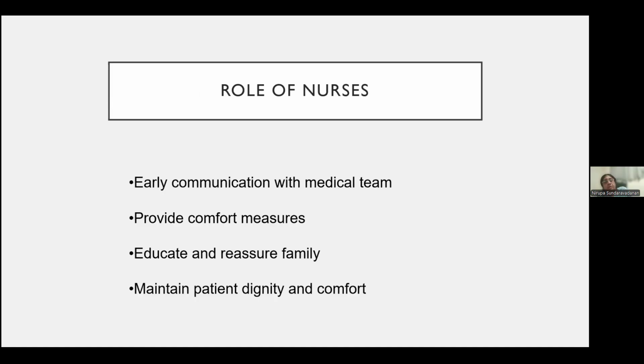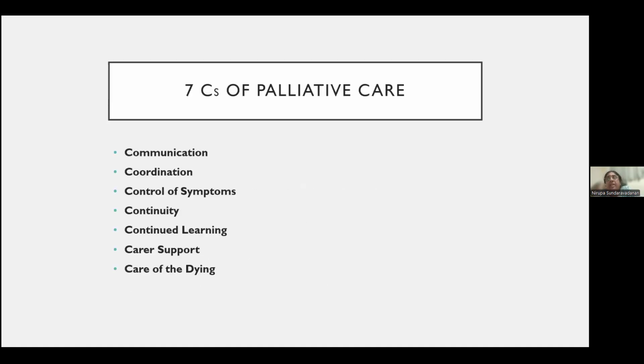So again, what is the role of nurses? The important thing is early communication with the medical team, provide comfort measures, educate and reassure the family, make them understand that this is what is happening, and maintain the atmosphere of dignity, comfort, and calmness. Now, again and again, you would have seen in the slides, I'm saying reassure, calmness, maintain. Because really, that's one of the most important things of palliative care itself.